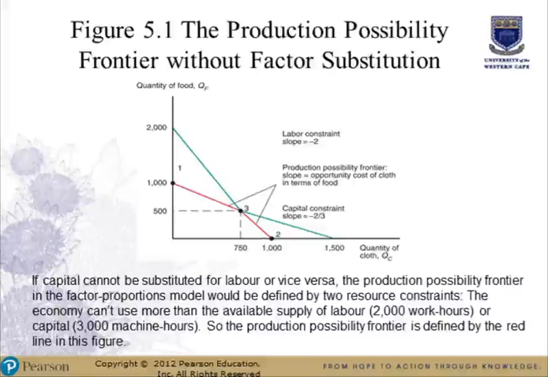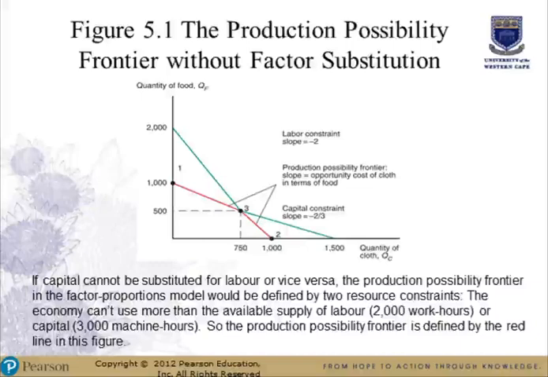However, at the intersection of the labor and capital constraints, which is point 3, where 500 units of food and 750 yards of cloth are produced, the economy employs all its capital and labor in the production of both goods. From figure 5.1, it is clear that the economy's production possibility frontier is the interior part of the two constraints, with a kink at point 3.